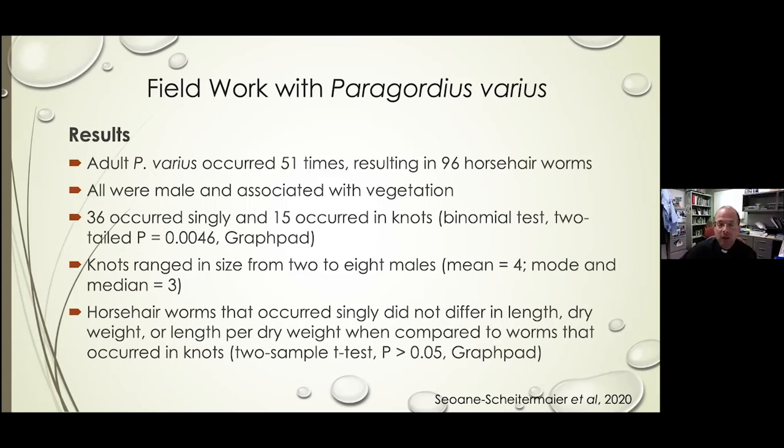The knots ranged in size from 2 to 8 males. The average was 4 males per knot. Hairworms that occurred singly did not differ in length, dry weight, or length per dry weight, compared to worms that occurred in knots. So there was no difference in length and dry weight between the worms in knots versus singly.